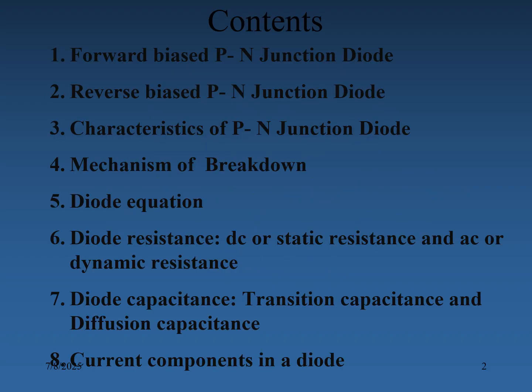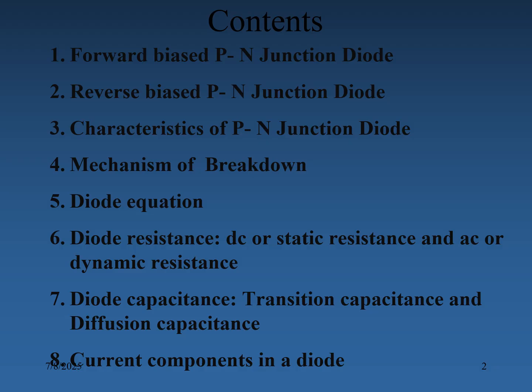In this class, we will see the forward biased PN junction diode and the reverse biased PN junction diode. In the previous class, we saw up to the formation of the PN junction. That means it was open circuited. We are not applying any external force to that junction. Just the PN junction is formed, an open circuited PN junction.